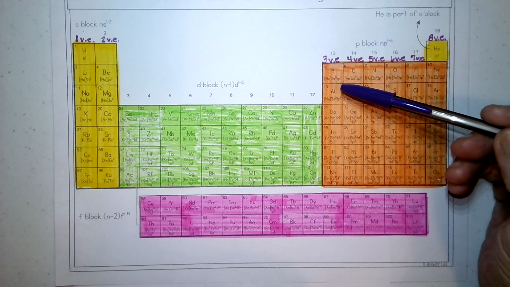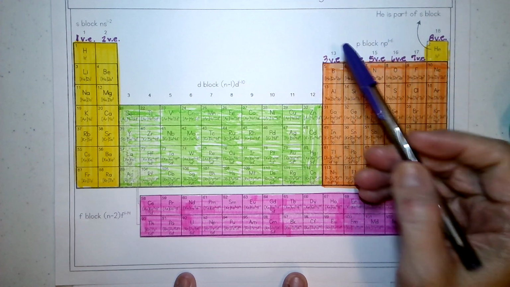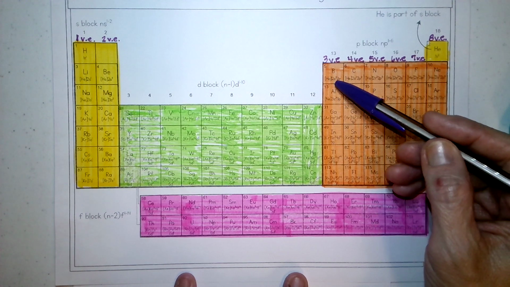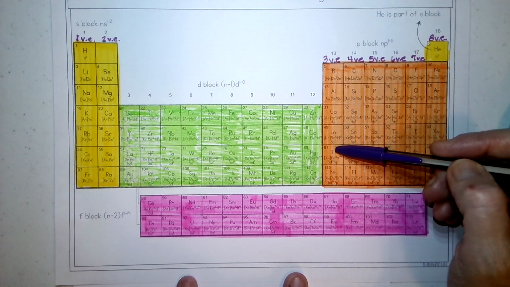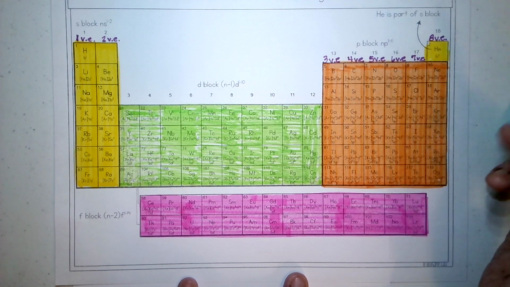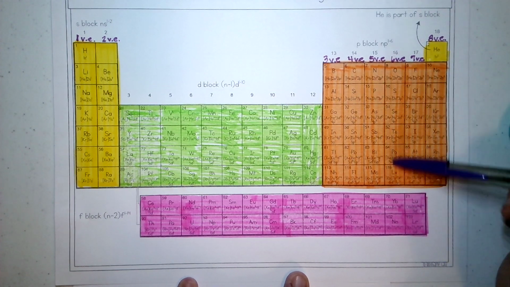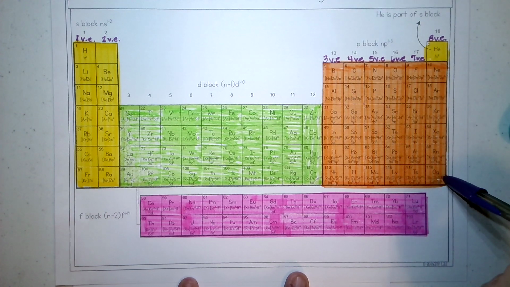So this is group 3A, okay, because you see here it's really group 13, but we call it group 3A because if we call it group 3A, then that tells us how many valence electrons it has, okay? So I'll get to that in a moment. This is group 4A. 5A, 6A, 7A, 8A. Okay, so our noble gases, those are called group 8A.